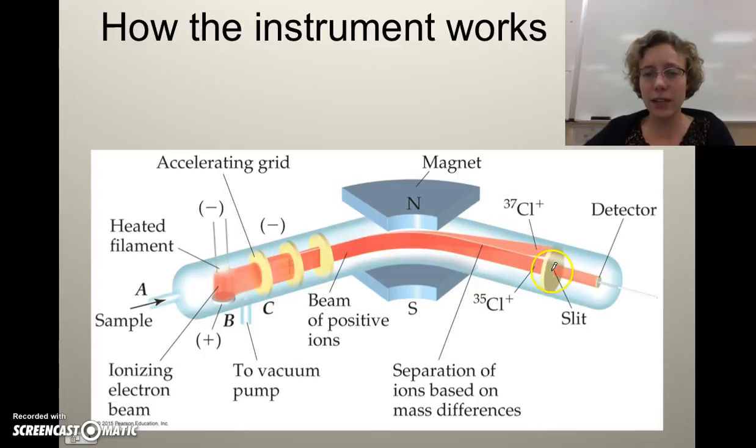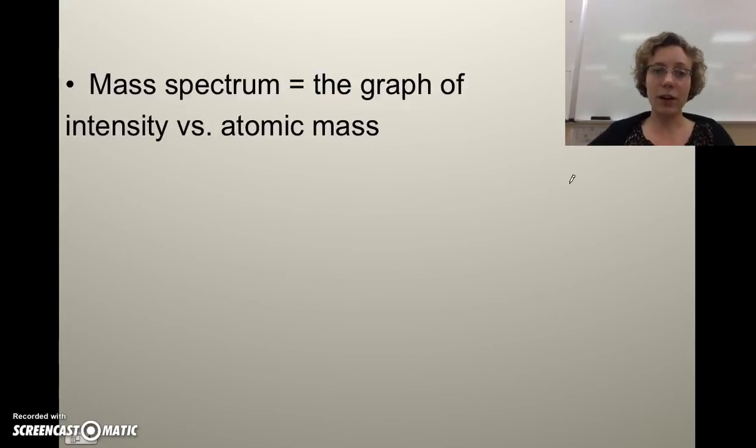Then we've got another slit that just isolates this one ion. It comes through to our detector. And then our detector is connected to a computer that actually analyzes the percent abundance of this. Then they can change the strength of the magnet and the curve of the tube in order to isolate the 37 chlorine ion. So, what is it all used for?